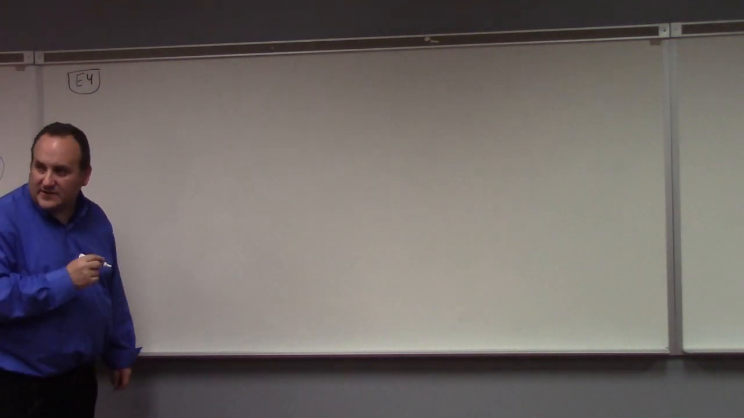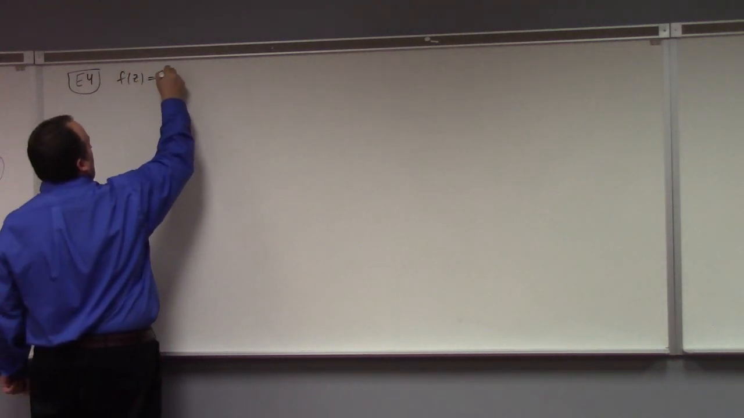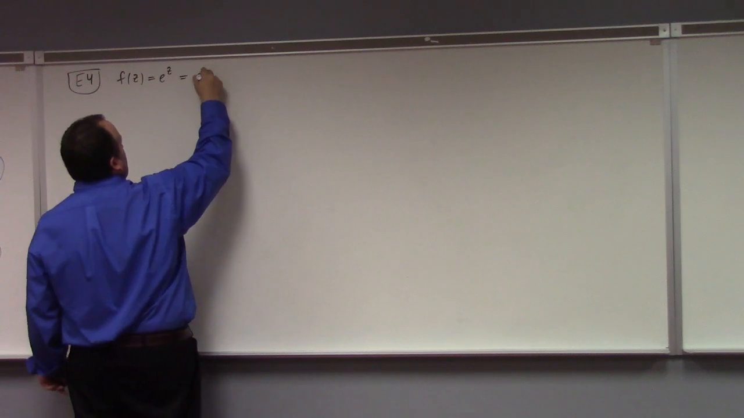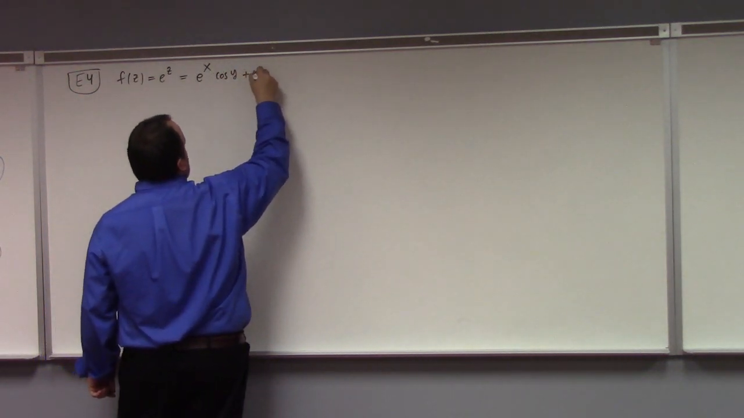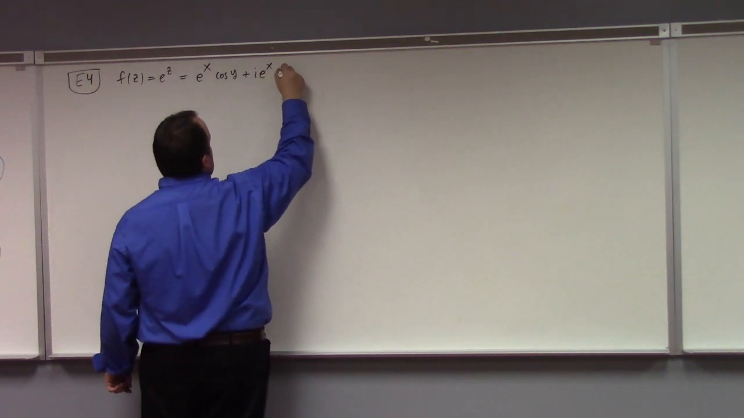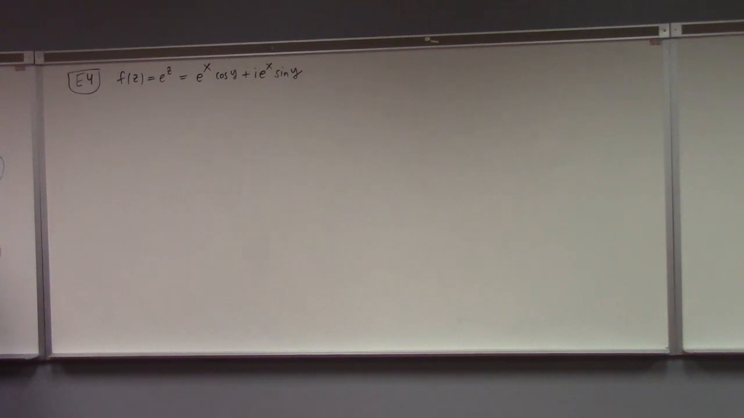So now what do we have? We now have the tools that we need to discuss complex differentiability like grown-ups. So let's talk about the differentiability of e to the z. F of z equals e to the z. This is e to the x times cosine y plus i e to the x times the sine of y. All right? Is this complex differentiable?